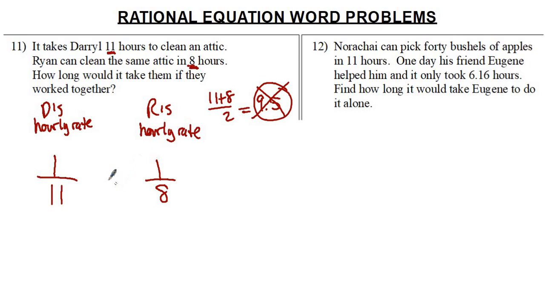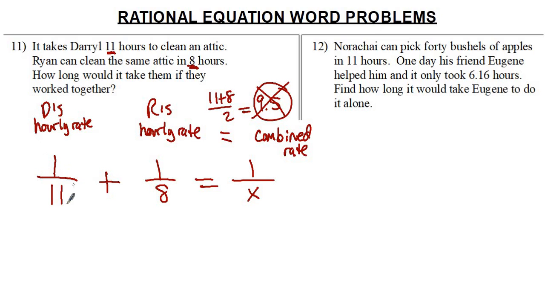If we add Daryl's rate and Ryan's rate together, we should get their combined rate, and that's what we're being asked to find. So their combined rate is that they do 1/x of the job every hour. We don't know what x is. It's the time that it's going to take them together. So now these are just adding fractions.